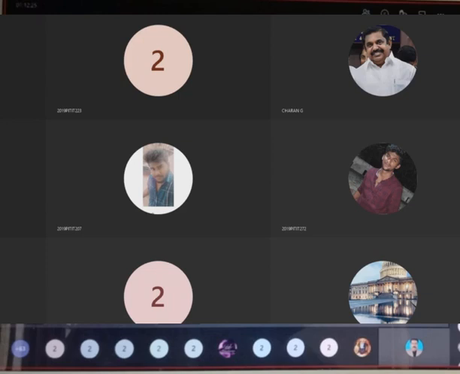Is the screen visible? Yes ma'am, now it is visible. Okay, fine. Zoom in, zoom out if it is not visible.